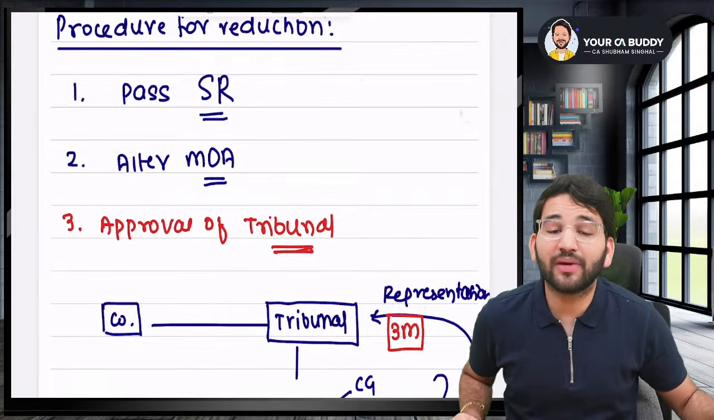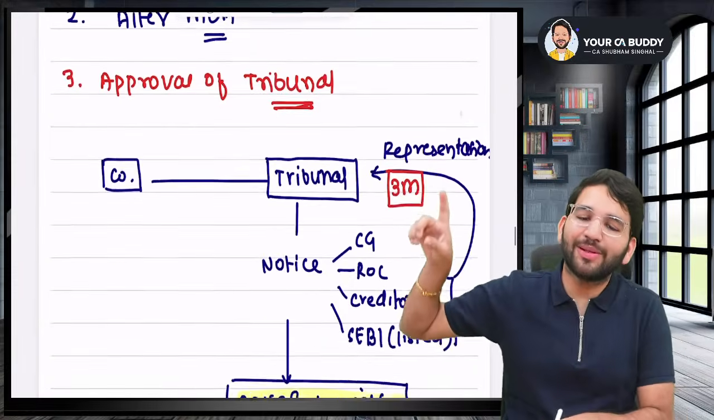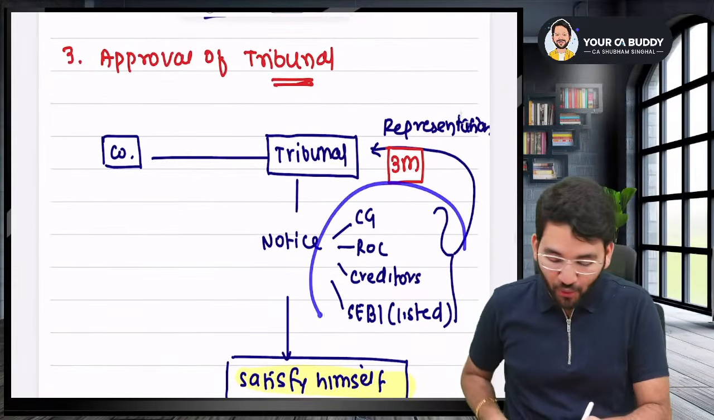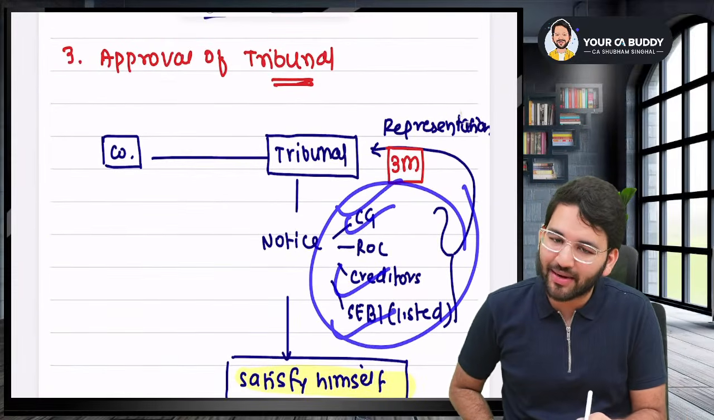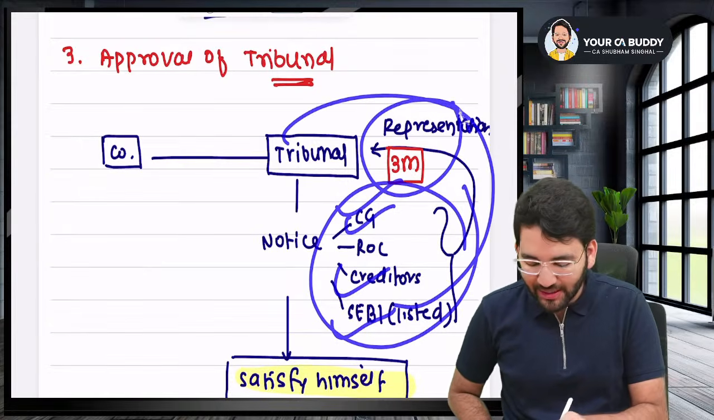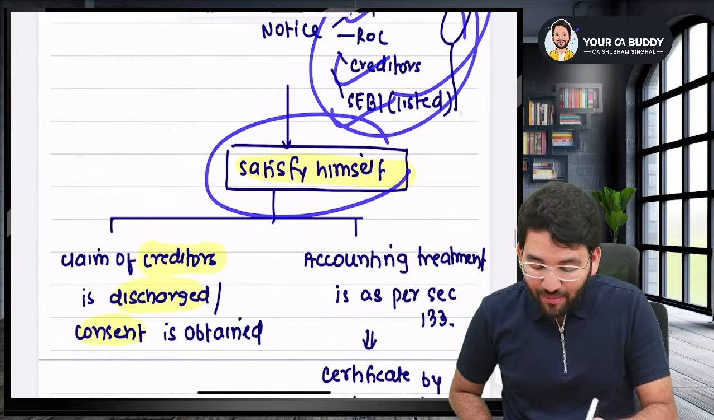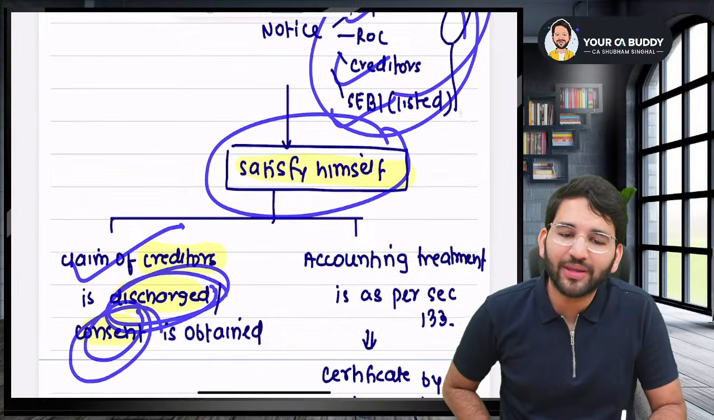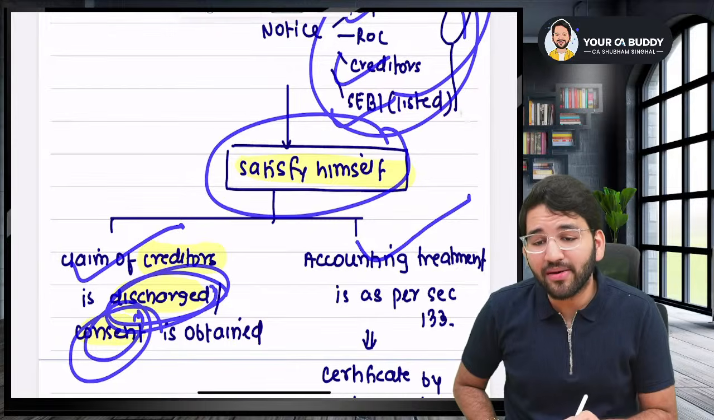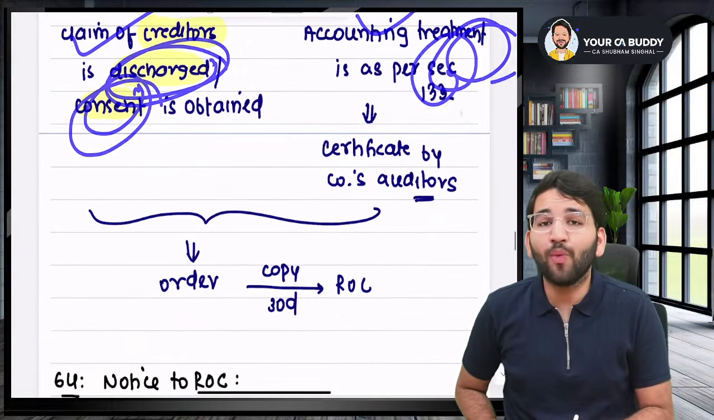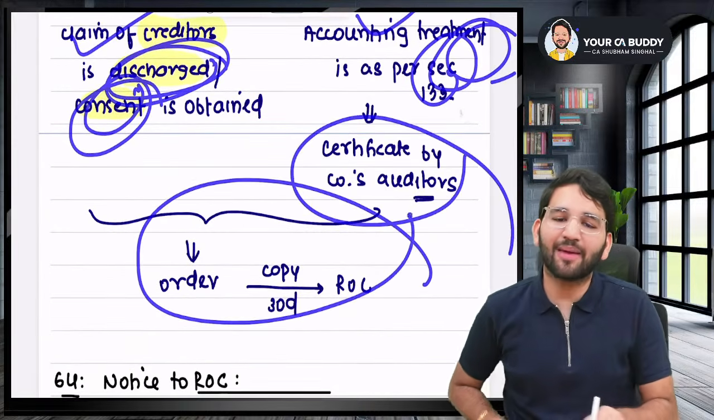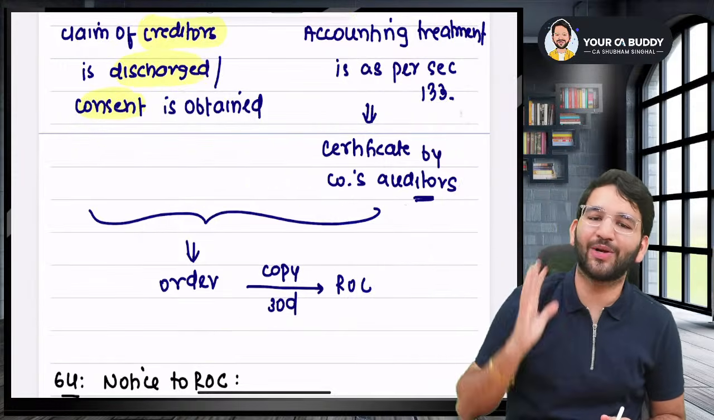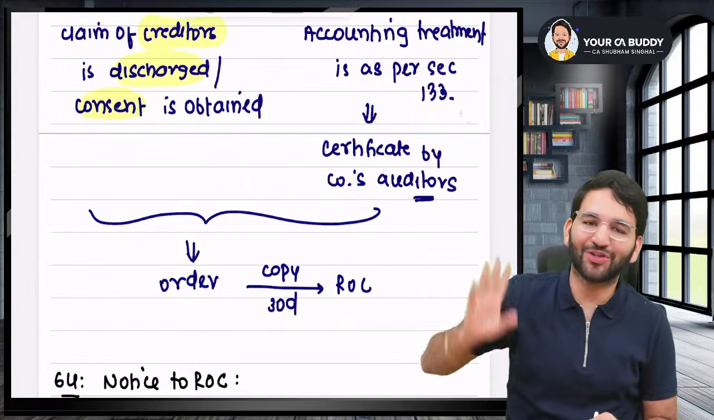Are you with me? Number three is approval of tribunal. So the tribunal will send a notice to four parties: central government, ROC, creditors, and SEBI. They have to give representation within 3 months. Now, after that, if the tribunal is satisfied that creditors are okay, their claim is discharged or they have given their consent, and accounting treatment will be as per accounting standard. Who will tell you that, sir? The company's auditor. Then the tribunal will give its order and a copy will be sent to ROC, and that is how reduction will actually happen.